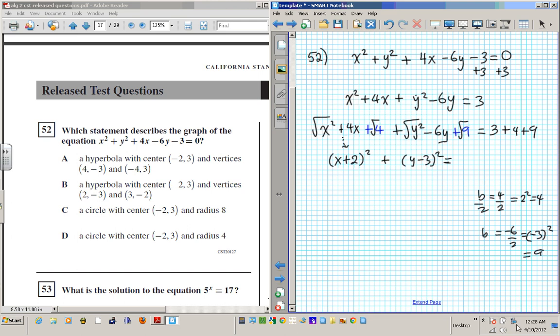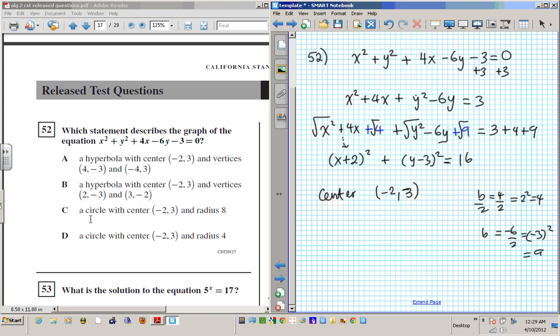Let's see. Alright, so 3 plus 4 is not 12. 3 plus 4 is 7. 7 plus 9 is 16, okay? So we have that. Okay, so this is clearly an equation of a circle. So the center, you do the opposite of these two. The center is negative 2, positive 3, because you do the opposites. So it's either C or D, because those are the centers indicated there.